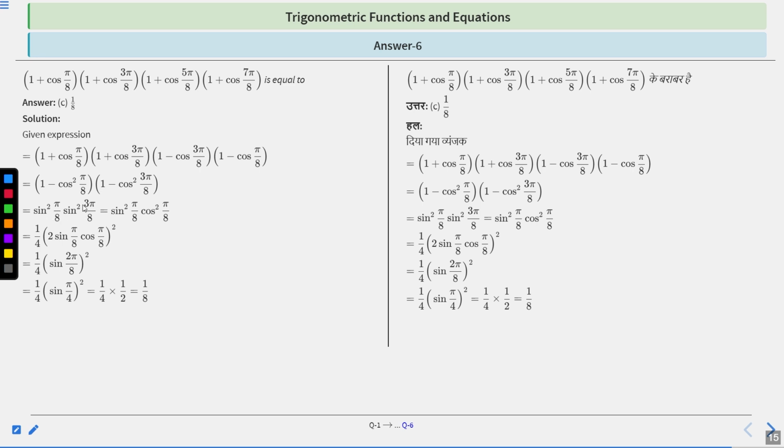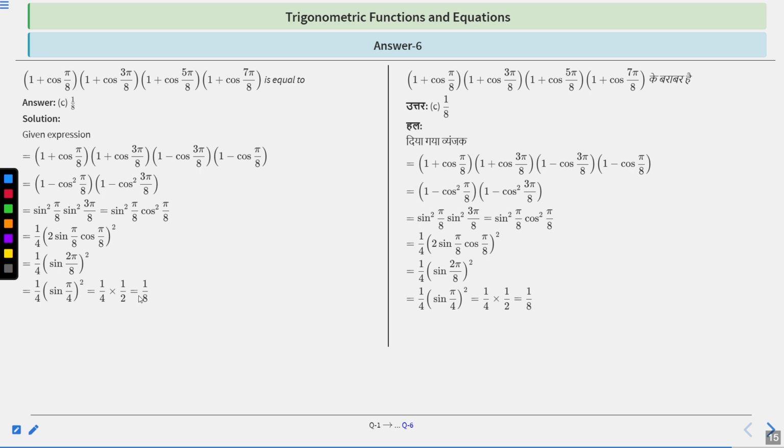Now it can be written as sin square pi by 8 into sin square 3 pi by 8. Sin square 3 pi by 8 is basically cos square pi by 8, right? Therefore, it can be written as 1 by 4 into (2 sin pi by 8 into cos pi by 8) whole square. 2 sin pi by 8 into cos pi by 8 is basically sin 2 pi by 8, right? Which is equal to 1 by 4 into (sin 2 pi by 8) whole square, which is equal to 1 by 4 into (sin pi by 4) square.